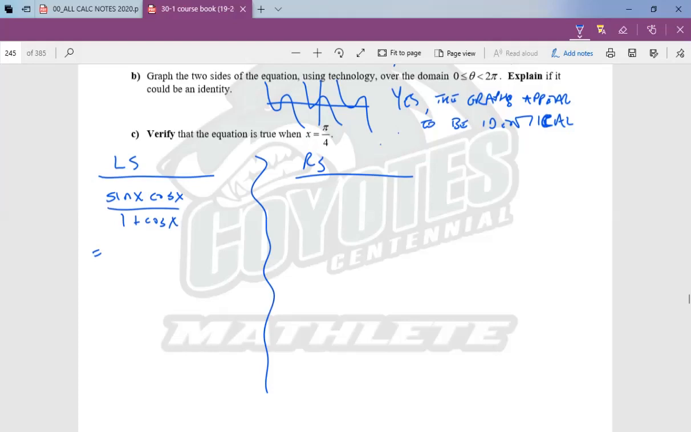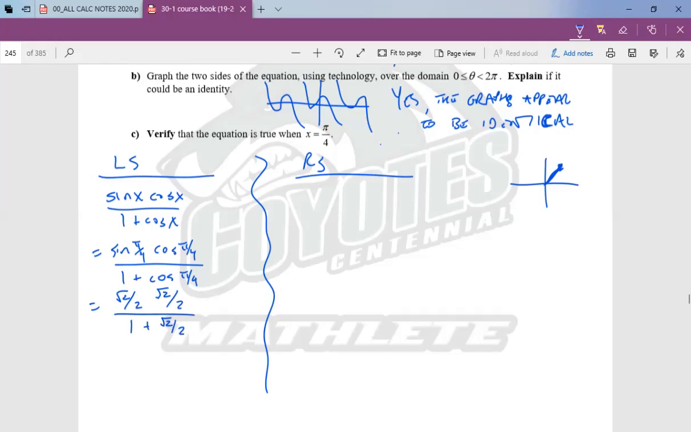In this case, because it's a verification, we're just going to substitute pi quarters. So we've got sine pi quarters, cosine pi quarters over 1 plus cosine pi quarters. Might be useful for us to just sketch where pi quarters is, just so we can get our head around those values. Sine pi quarters is root 2 halves. Cosine pi quarters is also root 2 halves. And downstairs we have 1 plus root 2 halves.